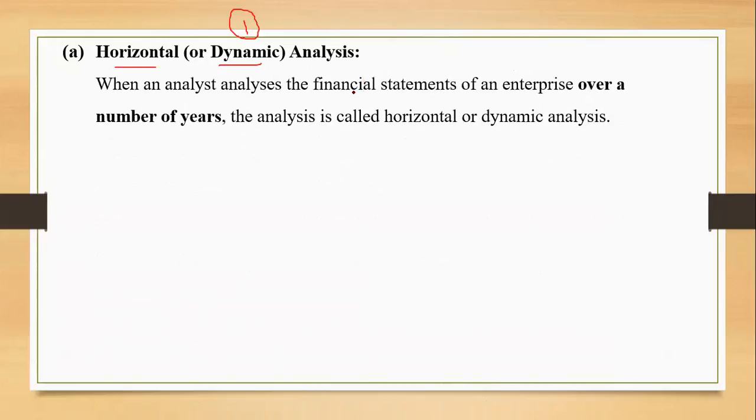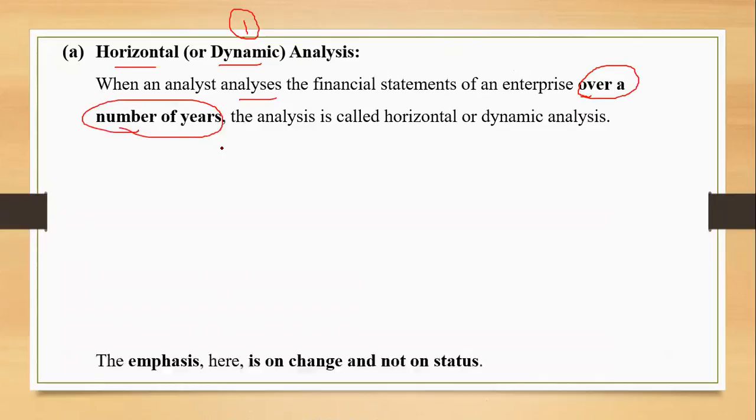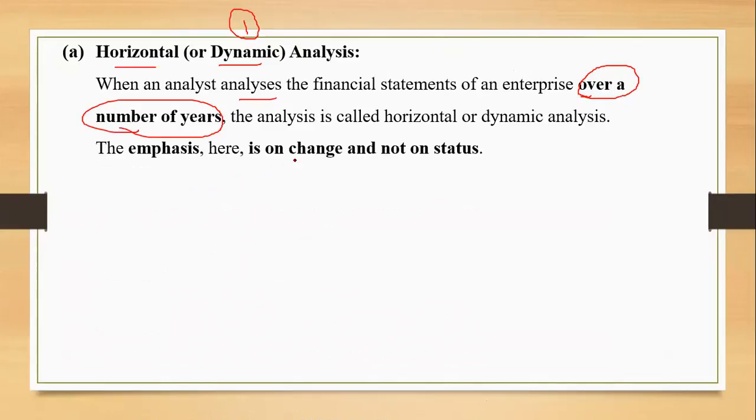Next, the meaning. When an analyst analyzes the financial statements of an enterprise over a number of years, when you talk about more than 1 year, it is always going to be the horizontal or the dynamic analysis. The emphasis here is on change. We need to have a comparison of current year as to previous year or previous years, right? So this method is always emphasizing on the change, not on status.